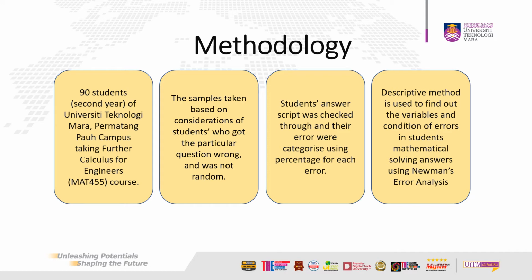For our methodology, this study involved 90 students of Universiti Teknologi MARA Permatang Pauh campus who are taking the Further Calculus for Engineers course, MAT 455. The samples were not random. Student answer scripts were checked through and their errors were categorized using the percentage for each error. A descriptive method is used to find out the variables and conditions of errors in students' mathematical solving answers using Newman's Error Analysis.